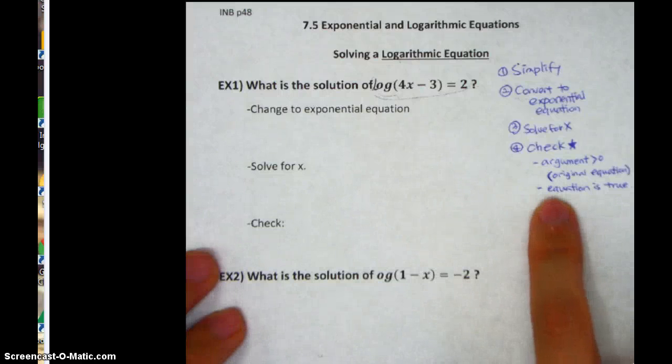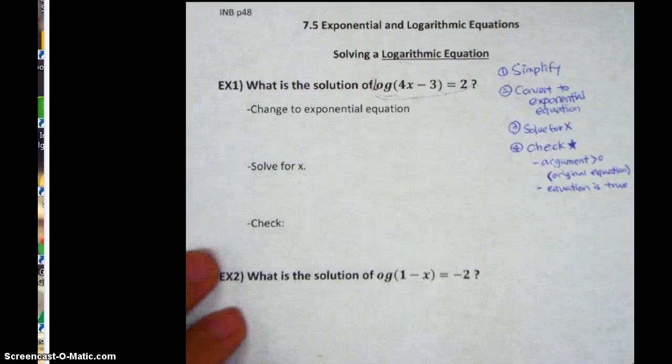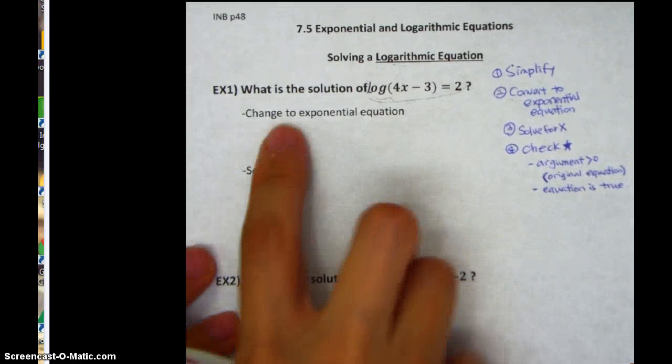Another thing to check is, like all other equations, you want to see if the equation is true or not. That's pretty general. So you want to be careful with the argument. So let's look at the first example.